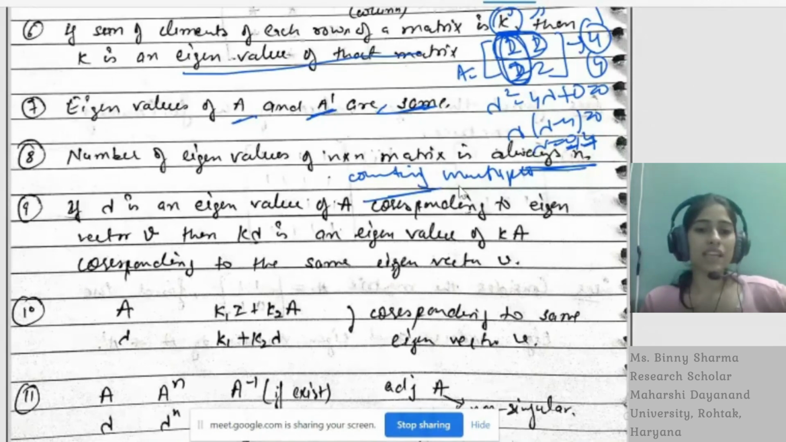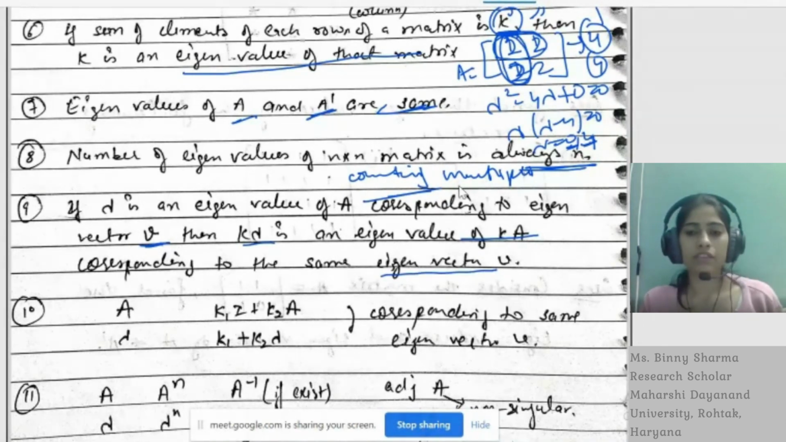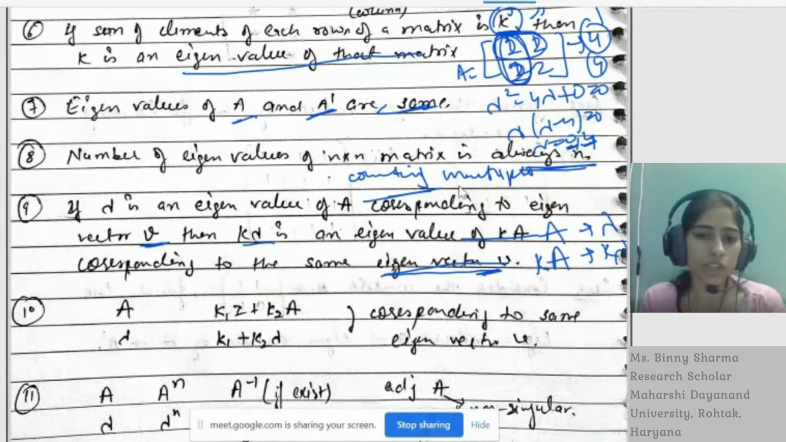Ninth, if lambda is an eigenvalue of A corresponding to the eigenvector V, then k lambda is an eigenvalue of kA corresponding to the same eigenvector V. If we have a matrix A and its eigenvalue is lambda, and we are interested in finding the eigenvalue of kA, then its eigenvalue will be k lambda. And the main thing is, corresponding to the same eigenvector V. There is no change in the eigenvector.